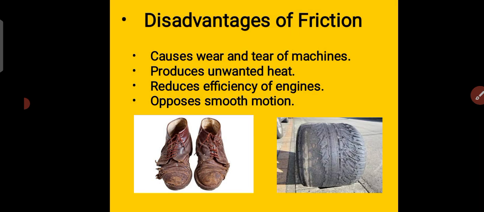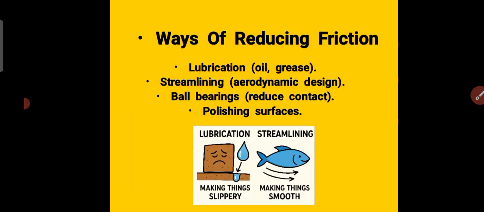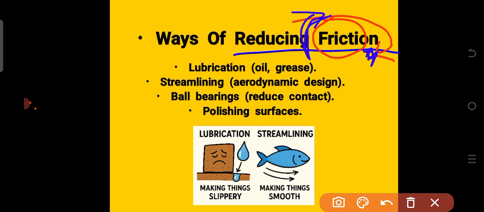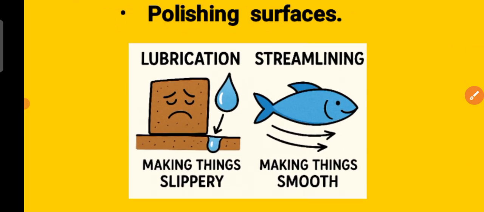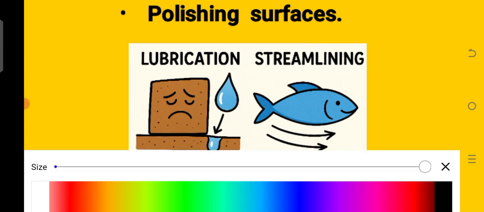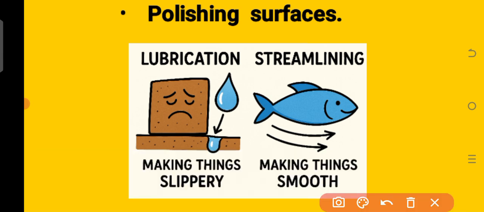So by this, it also opposes smooth motion, because definitely friction is an opposition to motion. So this causes a big problem. That's why we go on to the next part, which is how to reduce friction. The first one is by lubrication. Now, when we talk about lubrication, what do we mean? We apply lubricants such as oil, such as grease. Now, what do lubricants do? Lubricants enable objects to slide against each other.